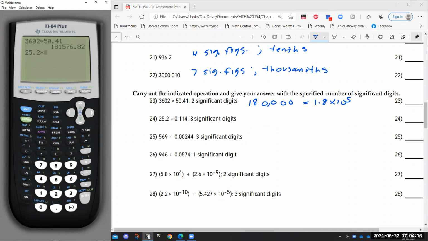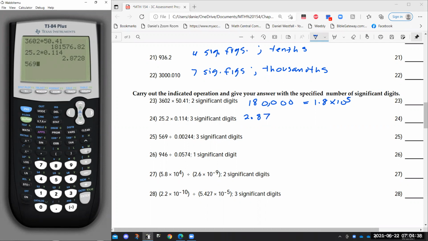Okay. This is going to be 25.2 times 0.114. It says to write it with 3 sig figs. So that's going to be 2.87. There's no need to write that in scientific notation. That's going to be the same thing.